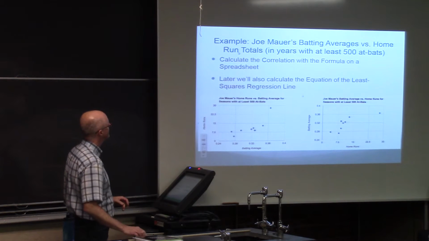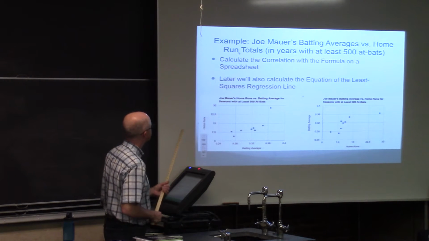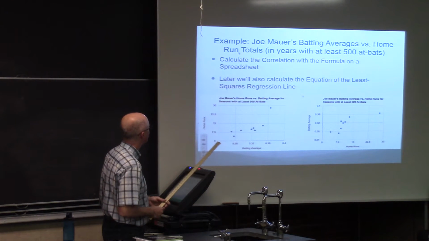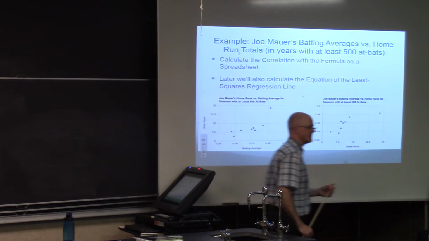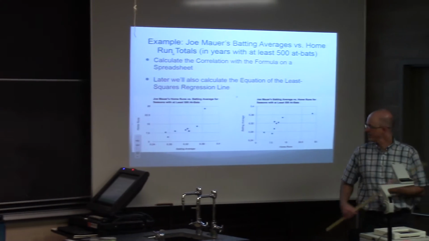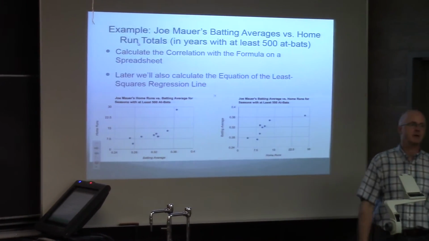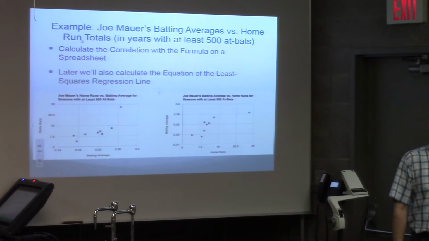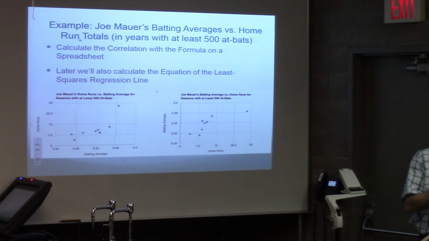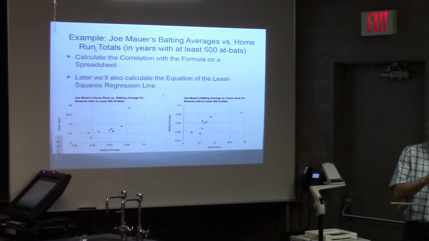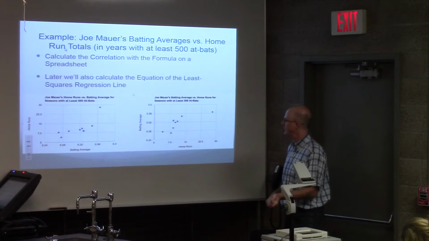Here are the scatter plots that I got for Joe Mauer. We did just calculate the correlation with the formula. I want to remark that I made two graphs here. The first graph I made has batting average as the explanatory variable and his home runs per year as the response variable. The idea being that maybe the number of home runs he hits is affected by his batting average. Is that really true? That's not necessarily the case, but maybe you have a theory that that's possible.